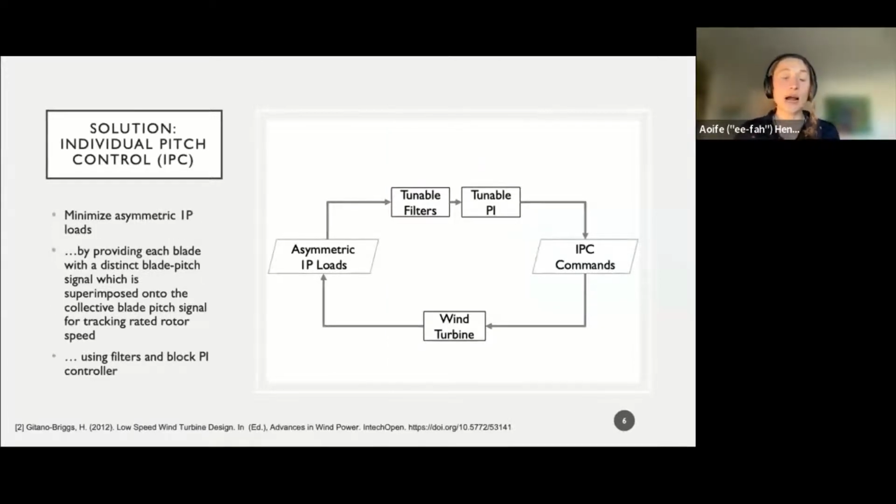So how can we mitigate these asymmetric loads? Well, with individual pitch control, each blade receives an additional distinct signal, which is superimposed onto the collective blade pitch signal that I discussed earlier. The basic structure of this controller is given here, where we take as input these asymmetric loads we hope to mitigate. We plug that into some filters, which then is transferred over to a PI controller, which outputs the individual pitch control commands, which is then passed on to the wind turbine. And so the loop continues.